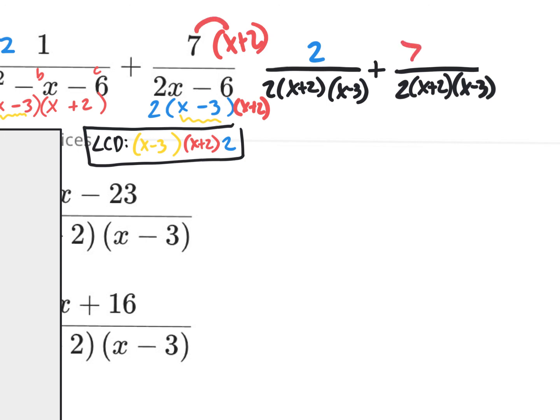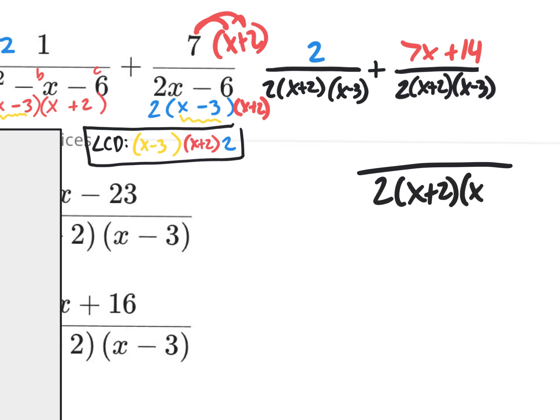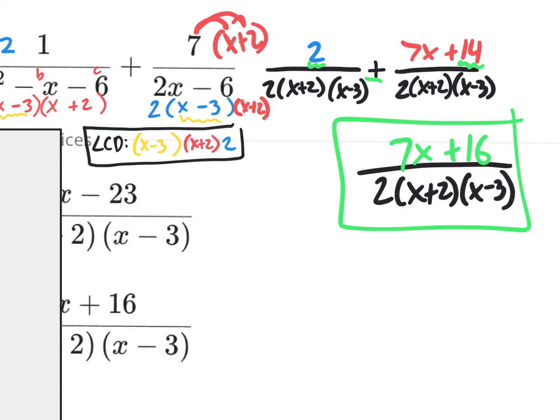7 times x is 7x. 7 times 2 is 14. And now that we have that common denominator, our answer is simply adding the numerators over that LCD, 2, x plus 2, x minus 3. So when we combine the numerators, we have 2 plus 14. That's going to be a positive 16. And the 7x comes down. So there's our final answer.